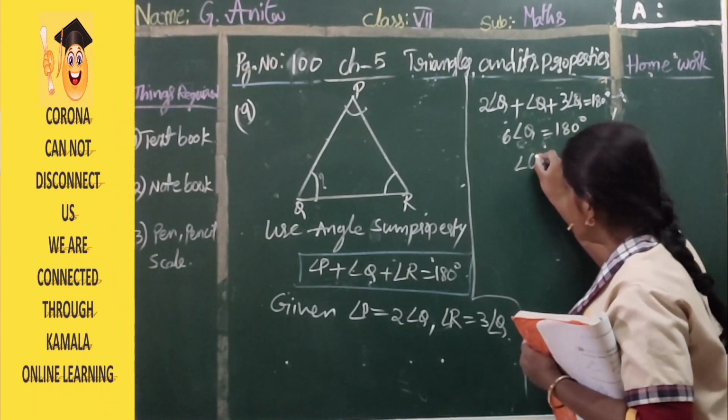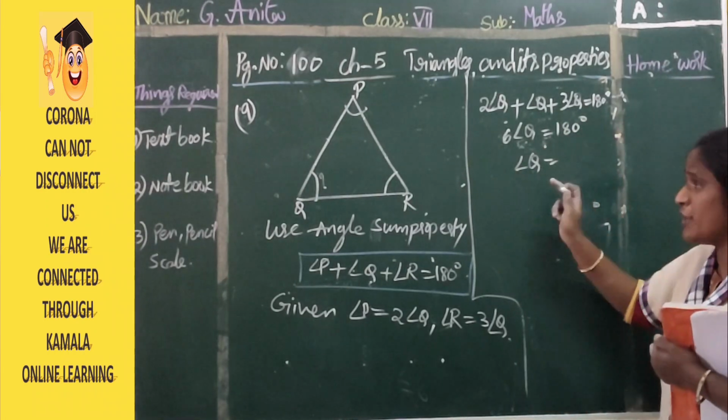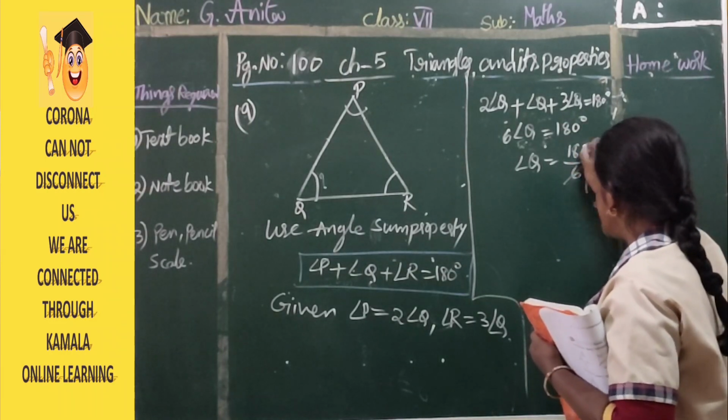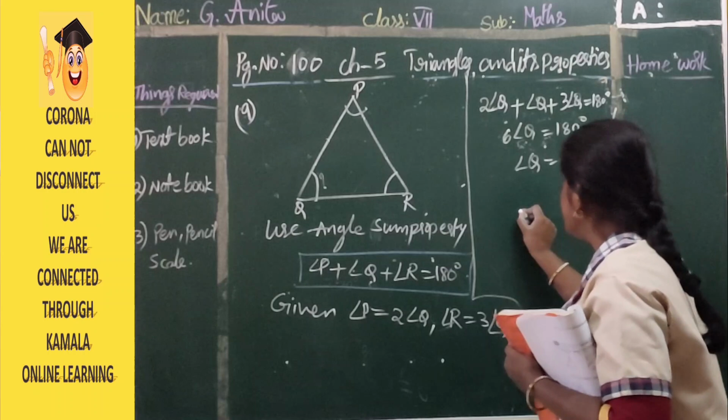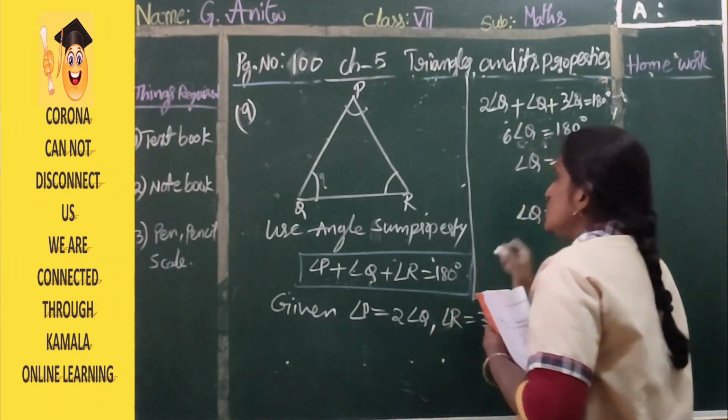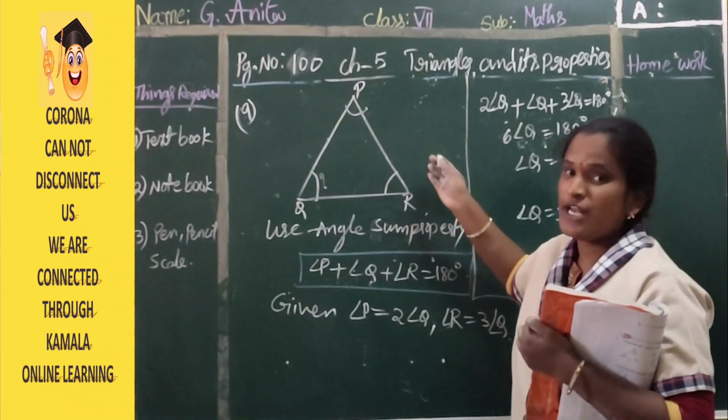Then we need to find angle Q. So Q, keep here only. 6 will transpose to this side. So it is divisible: 6 ones are 6, 6 threes are 18. So angle Q is equal to 30 degrees. Angle Q is equal to 30 degrees. That means you will get angle P and R also.